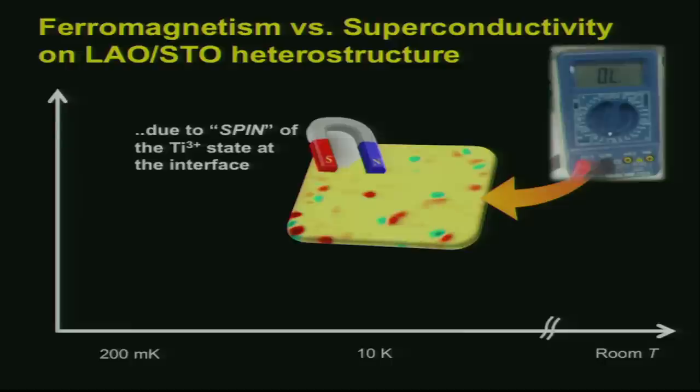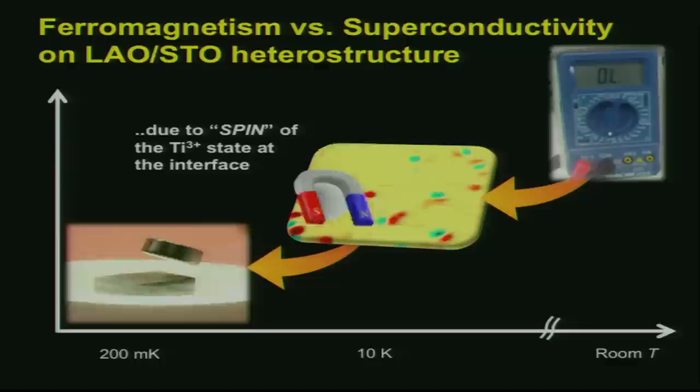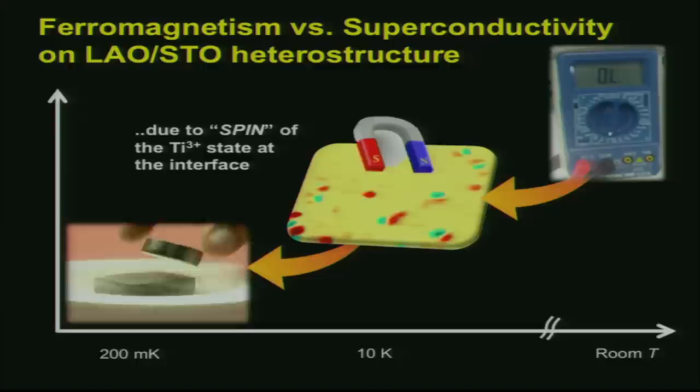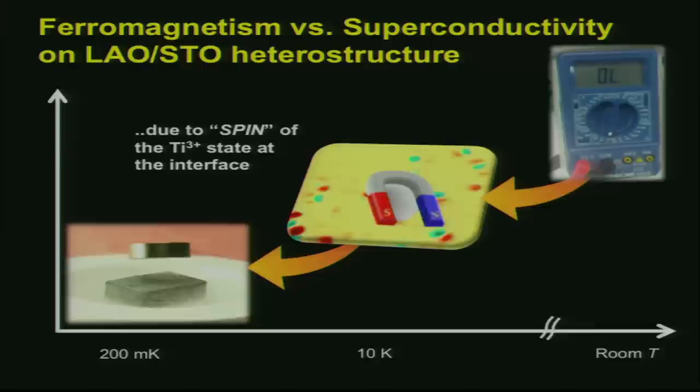And even more, when you cool down, it shows superconductivity. This is the same origin. As we found, the electron origin is also from titanium 3 plus. So ferromagnetism and superconductivity show the same titanium 3 plus. However, the spin of the titanium first develops at a little bit higher temperature. This spin drives the superconductivity eventually. That's why we call this very surprising.